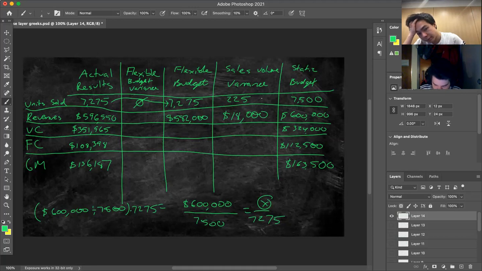So now we would do the next one, except you'd take the 324,000 and divide it by 7,500 and multiply it by 7,275. Okay, so 324,000.